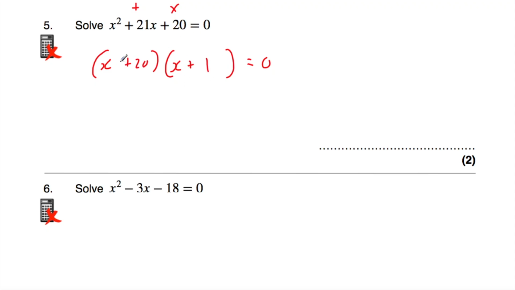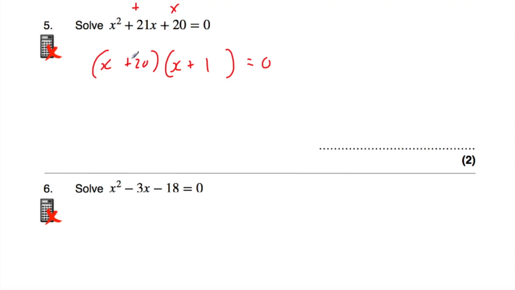And again, if you expand our brackets here, x times x is x squared. x times 1 would be 1x, and 20 times x would be 20x, and if you add them together that'd be 21x, and then 20 times 1 would be 20, so they would expand to give that quadratic, so we know we factorized it correctly. Okay, now let's find when each bracket would be equal to 0.